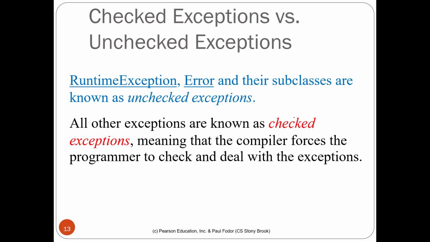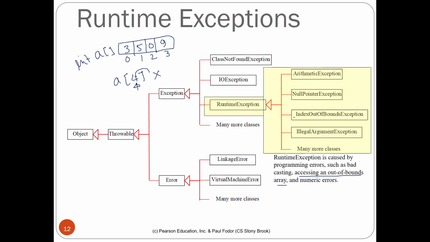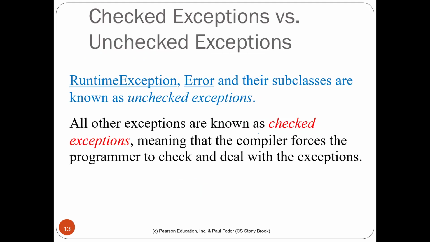One is called checked exception, the other one is called unchecked exception. So let's try to understand. The runtime exception that we have seen, the highlighted section that you have here, this much, this is runtime exception, and then you have the error class. Now the runtime exception and the error and their subclasses are called unchecked exceptions, right? So unchecked exceptions means those exceptions which are not required to be handled always.